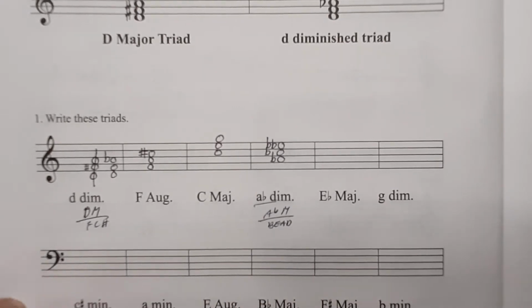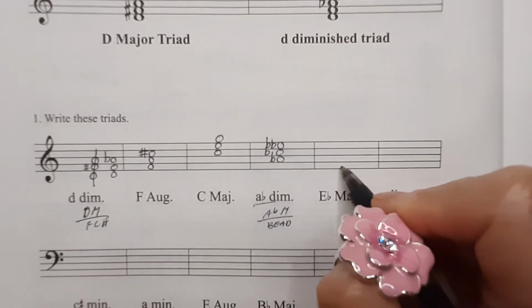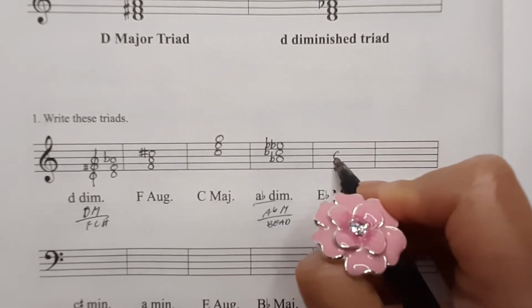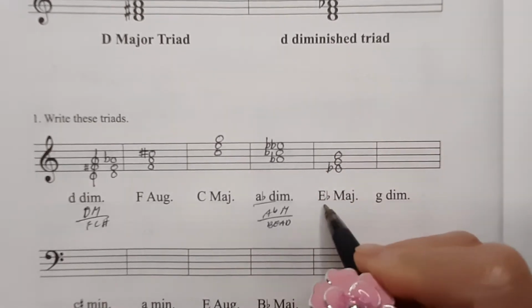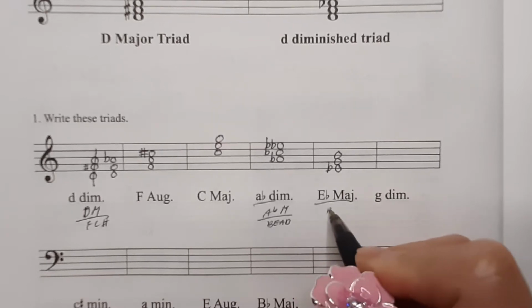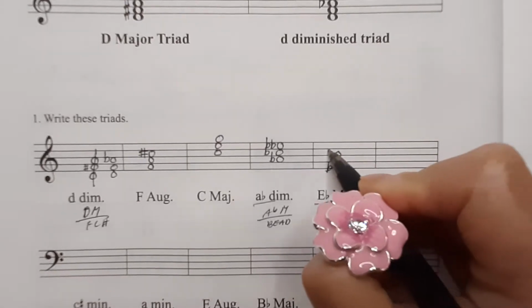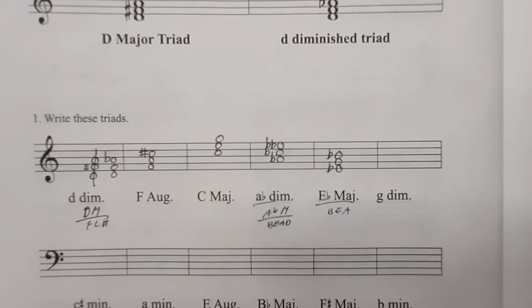All right, let's do E flat major. Draw E flat, G, and B first. Okay, in the key of E flat major, what do we have? B flat, E flat, and A flat. So flat the B. And G diminished.